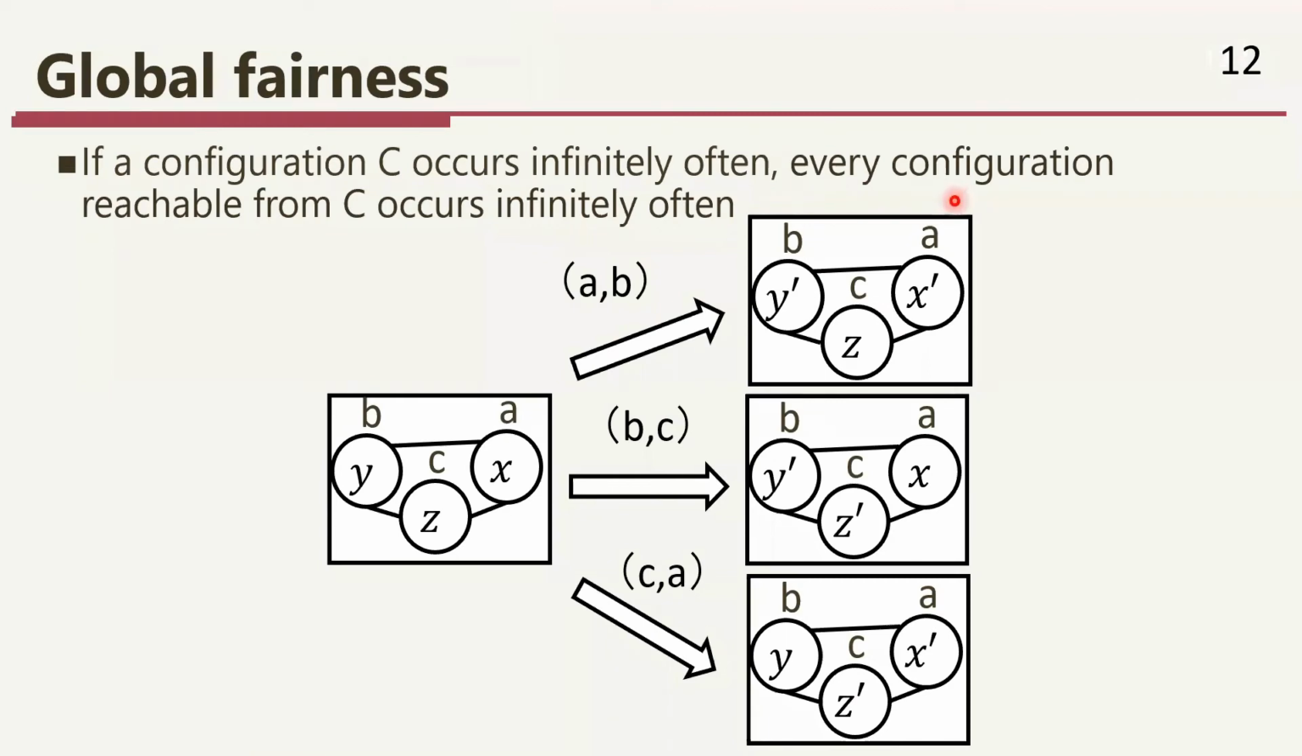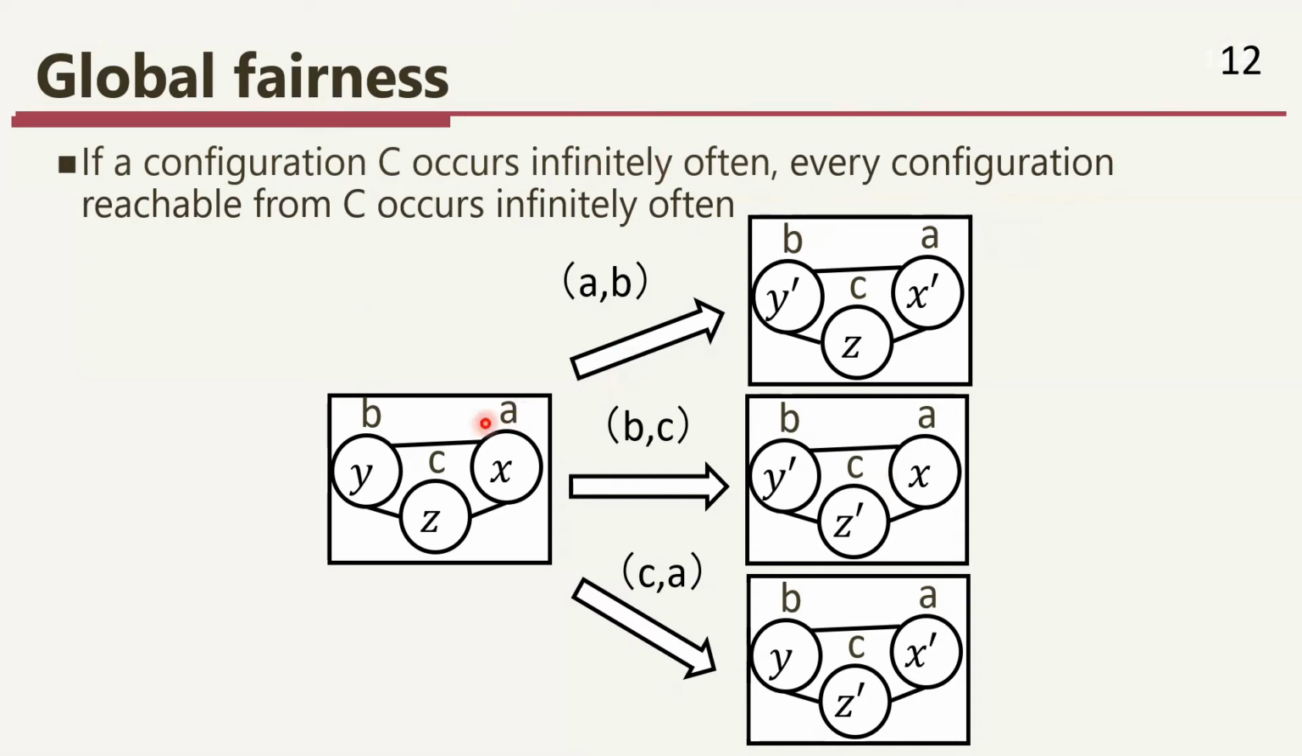Now I explain fairness. First, I explain global fairness. The global fairness guarantees that if a configuration C occurs infinitely often, every configuration reachable from C occurs infinitely often. Please look at this figure.